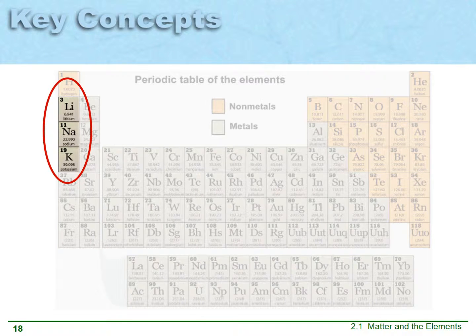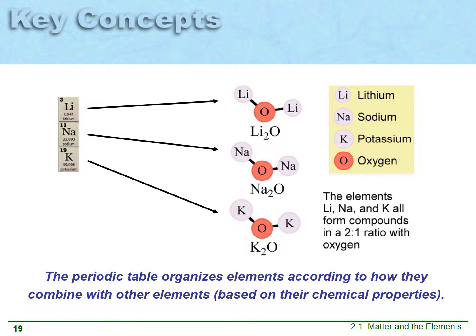Let's look at three in particular: lithium, sodium, and potassium. All three of these elements easily form compounds with oxygen. In fact, all three like to form compounds in a 2 to 1 ratio with oxygen. The periodic table organizes elements according to their chemical properties.